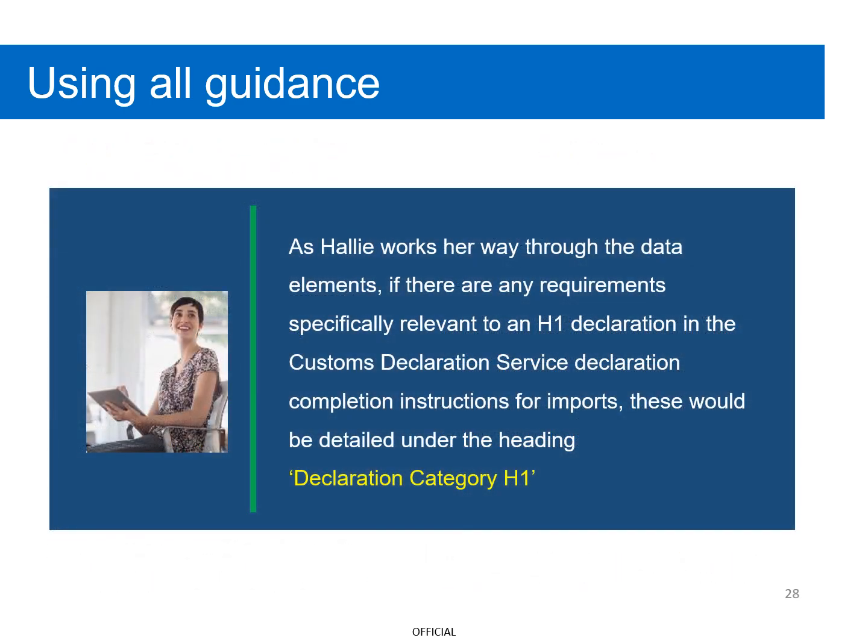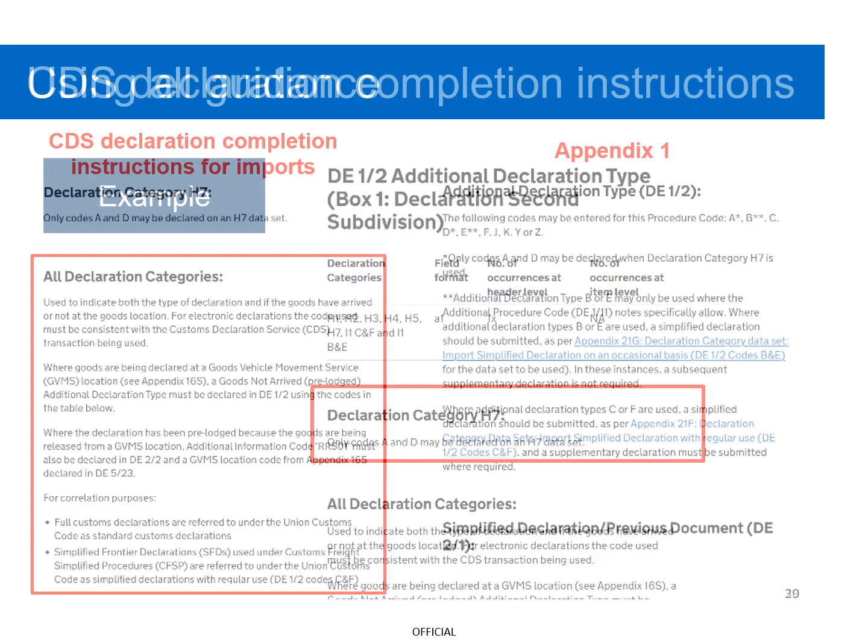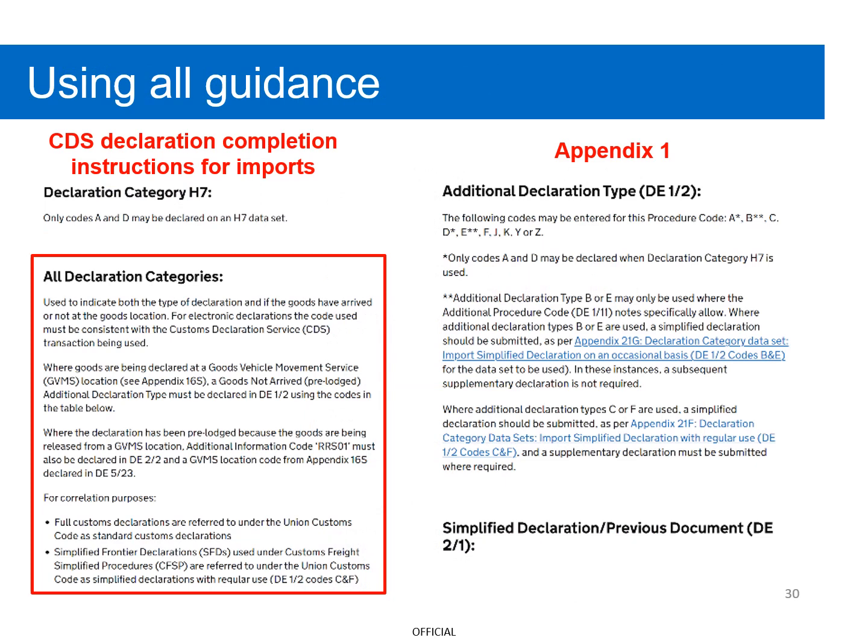As Hallie works her way through the data elements, if there are any requirements specifically relevant to an H1 declaration in the CDS declaration completion instructions for imports, these would be detailed under a declaration category H1 heading. An example of this is the specific guidance for declaration category H7. As data element 1.2 doesn't have a specific heading for declaration category H1, Hallie follows the guidance under the heading All Declaration Categories, whilst still remembering that Appendix 1 and 2 take precedence.